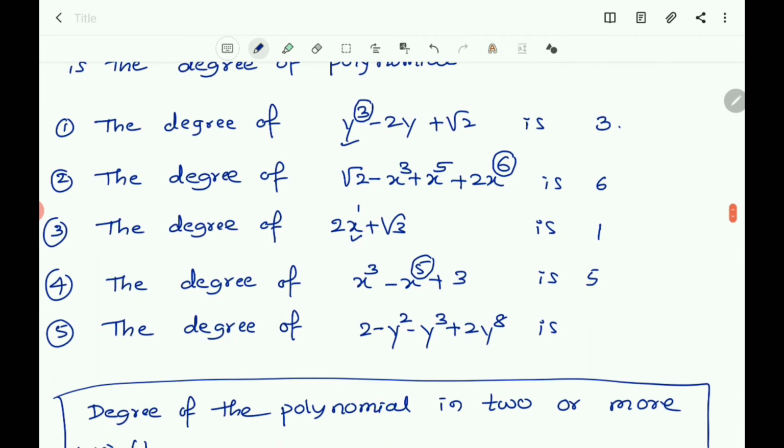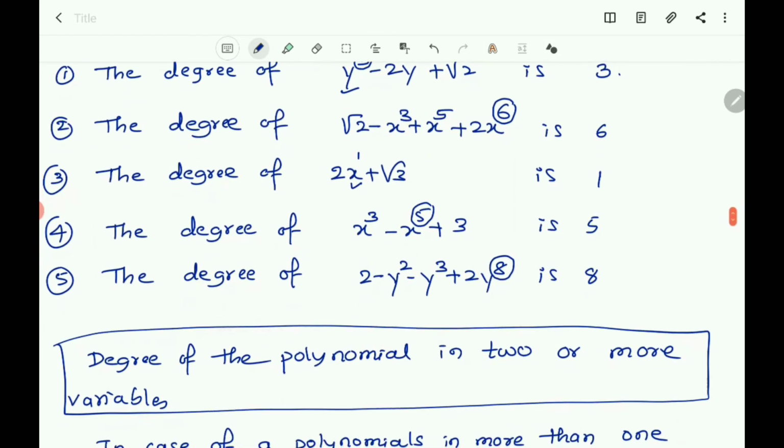The degree of 2 - y² - y³ + 2y⁸. Here there are 4 terms and the variable is y, and the highest power of the variable among all these 4 terms is 8. So the degree of 2 - y² - y³ + 2y⁸ is 8 here.